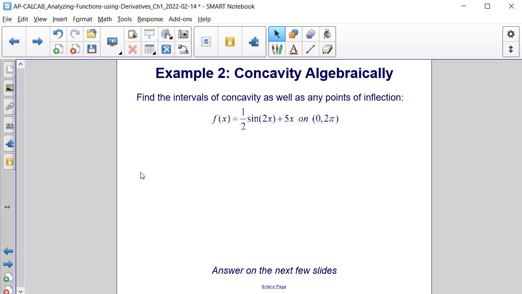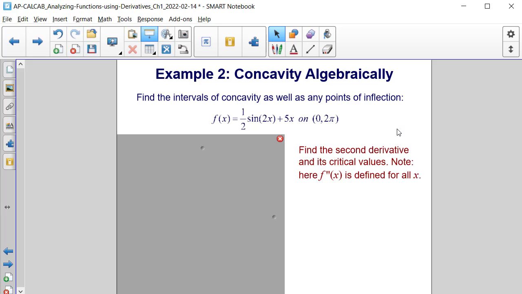Find the intervals of concavity as well as any points of inflection for f of x is equal to 1/2 sine of the quantity 2x plus 5x on the interval from 0 to 2 pi. Let's get started. The first step is to find the second derivative and its critical values.